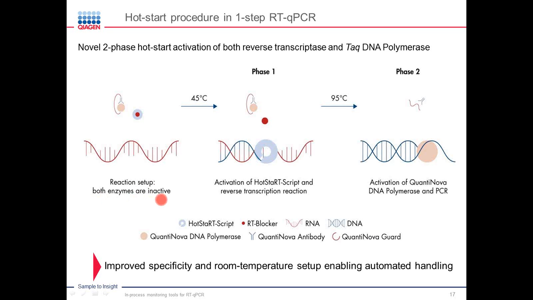So at room temperature, both enzymes are inactive, and we can keep the material or the setup at room temp, and when elevating the temperature to 45 or 50 degrees, our RT blocker will dissociate from the reverse transcriptase, which in return can bind to the RNA template and create cDNA. And after successful cDNA synthesis, we're heating up to the PCR temperatures, which will both denature the reverse transcriptase and also remove the antibody and the QuantiNova guard from our Taq polymerase, which then can go on and create a specific PCR reaction.